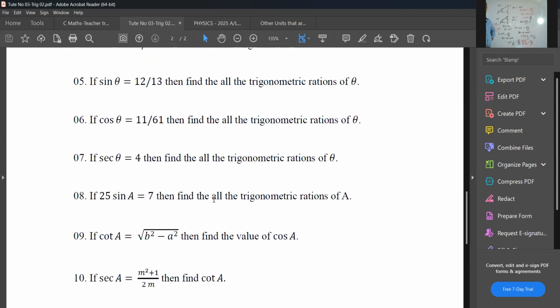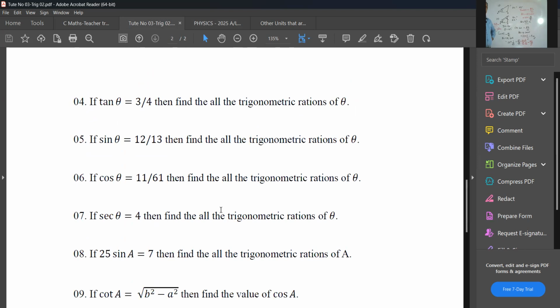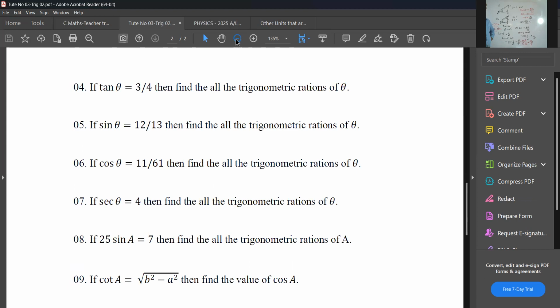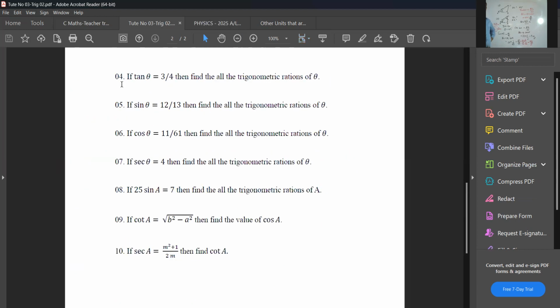The second homework, I will share it to you. You have to do question number 4 to question number 10. Once you have done question number 4 to question number 10, please upload your answers.